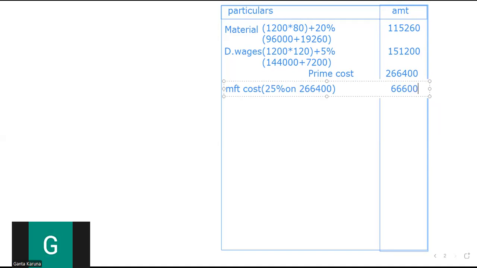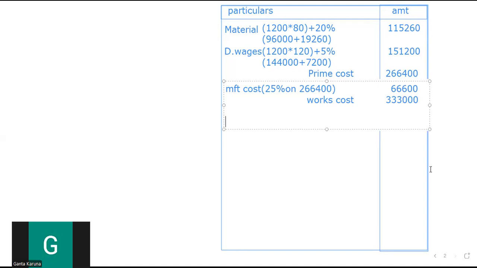Now the next one is we are going to get the totals, and the totals we are going to call works cost. Works cost, I got the total around 3,33,000. So this is done.